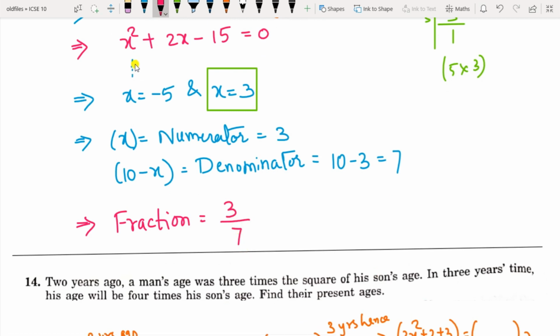So these steps I have not written, as we have solved a lot of examples in exercise 5a. So if you do that exercise properly, you will understand how to write these steps. So that is not important for this video.